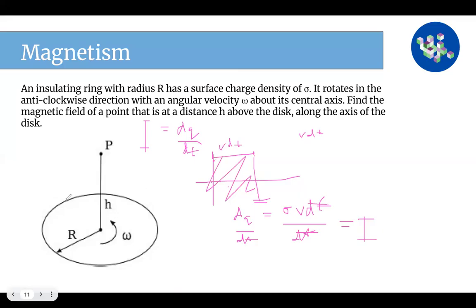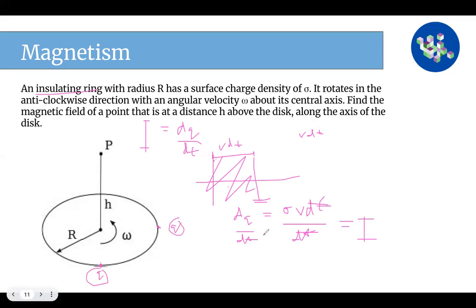Okay, if we go back to the problem over here, we have an insulating ring that's rotating with some angular velocity. If it's an insulating ring, the charges on the ring stay stationary relative to the ring. But because the ring itself is rotating, it's as if the charges are moving. For example, there's some small charge over here. After some time, maybe 1 second, it might go over here. So it's as if charges are moving, and all across the entire ring there are charges moving in a circle.